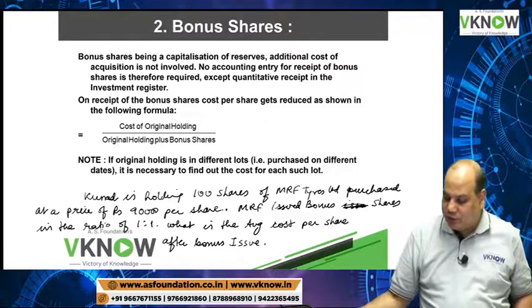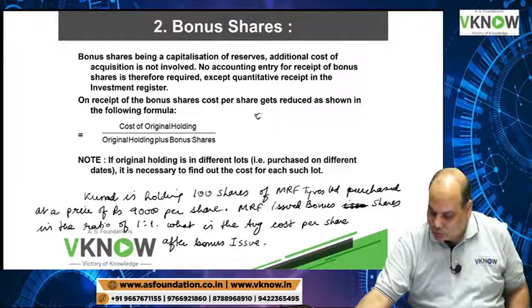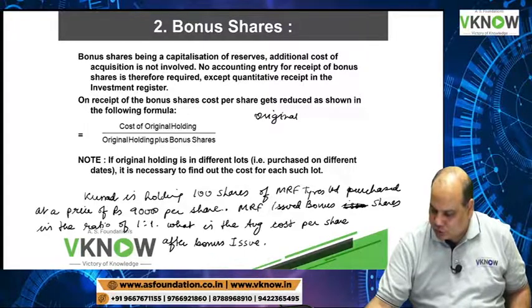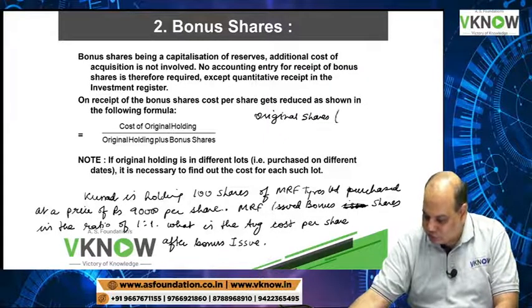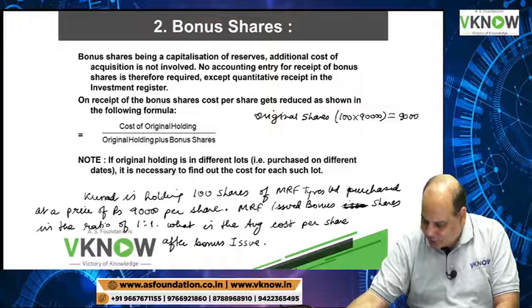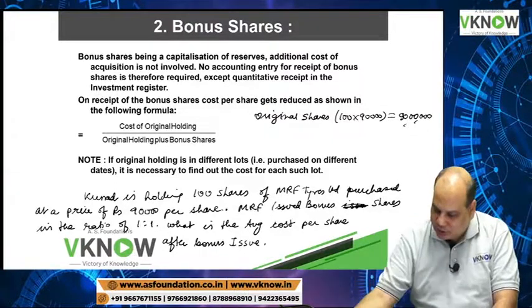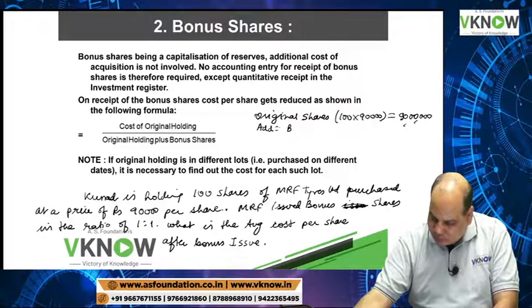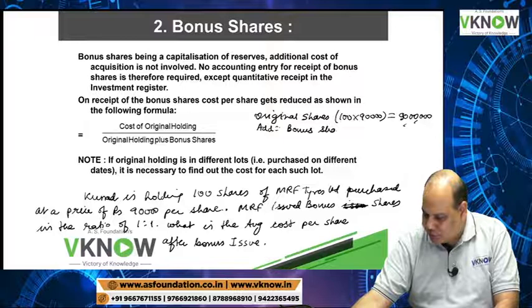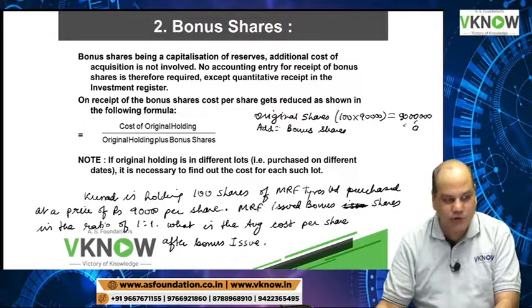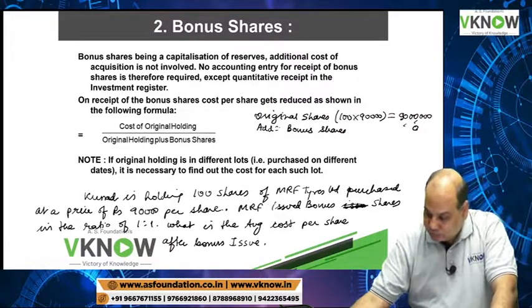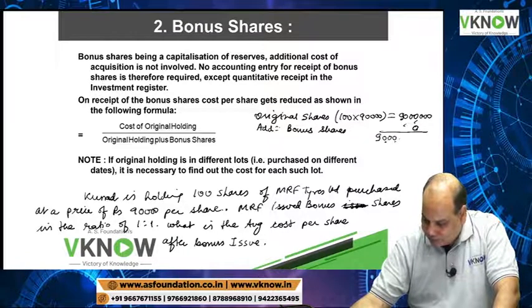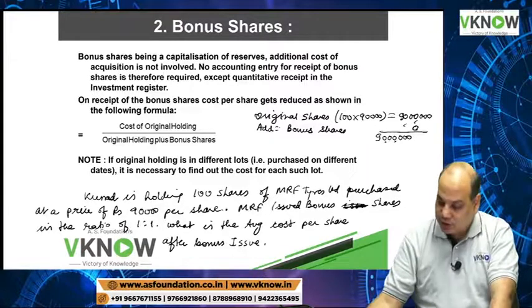So let us solve together. First is original shares. Original shares cost will be 100 into 90,000, which is, I think, 90 lakhs. Oh my god, Kunal is holding shares of 90 lakh. Add bonus share. He has received bonus share. Cost of bonus share is 0. Shareholder does not pay anything. So the total cost is 90 lakh.